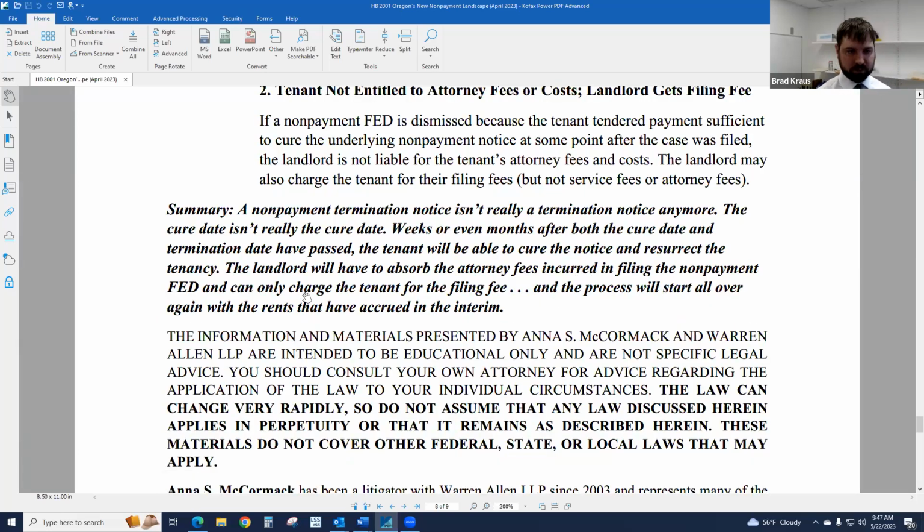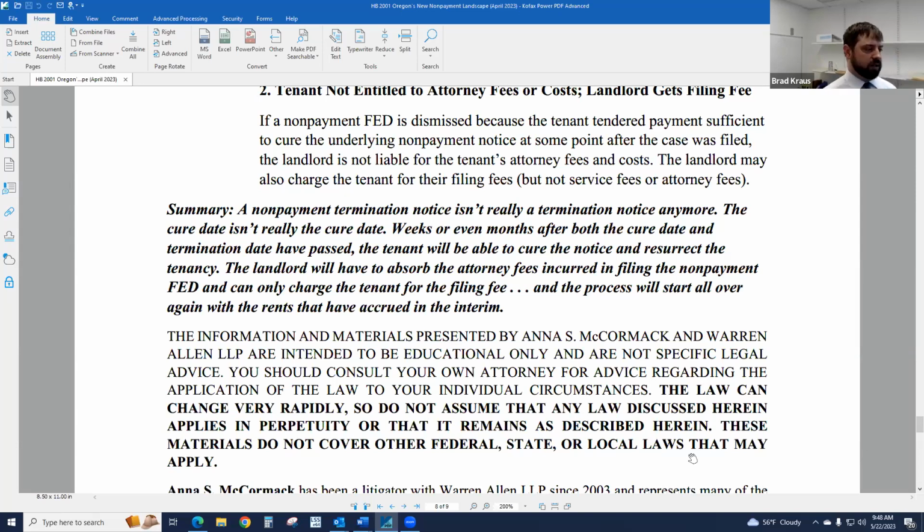Okay. The summary, some quick takeaways. A non-payment termination notice isn't even really a non-payment termination notice anymore. The cure date isn't a cure date. Weeks or even months after both the cure date and termination have passed, the tenant will be able to cure the notice and resurrect the tenancy. The landlord will have to absorb those attorney's fees incurred and can only charge the tenant for the filing fee, and the process will have to start over again with the rents that have accrued in the interim.